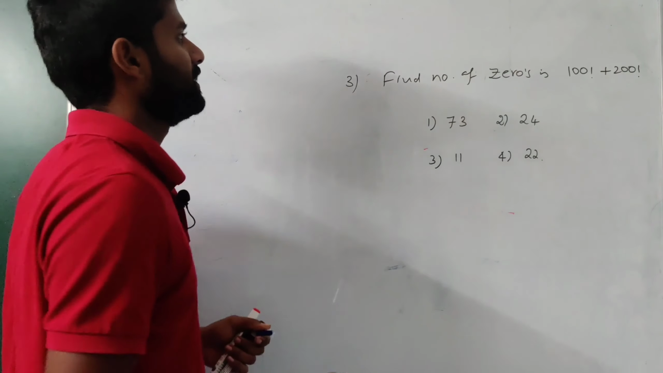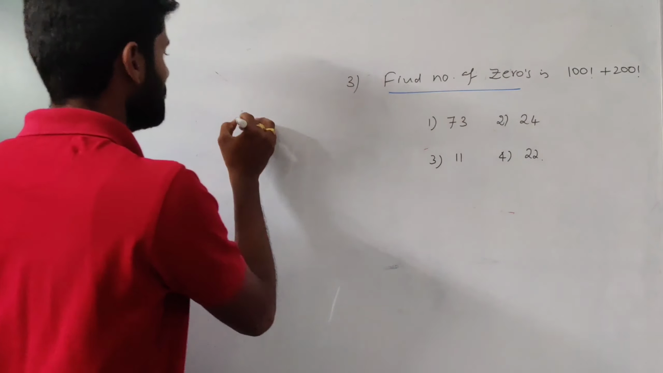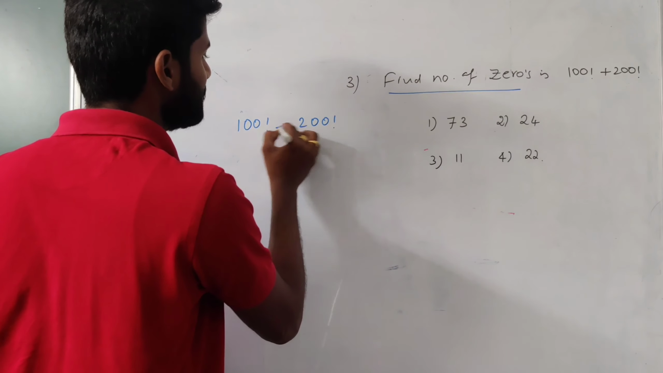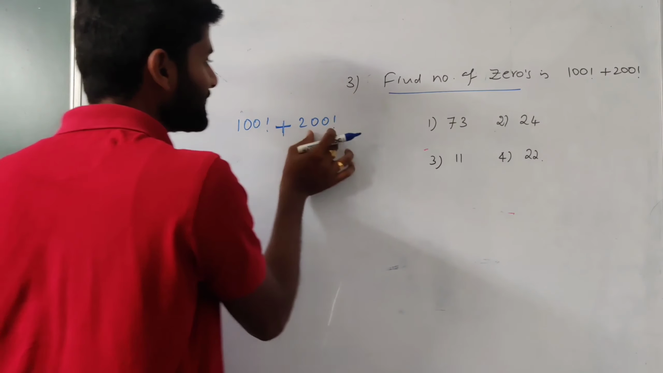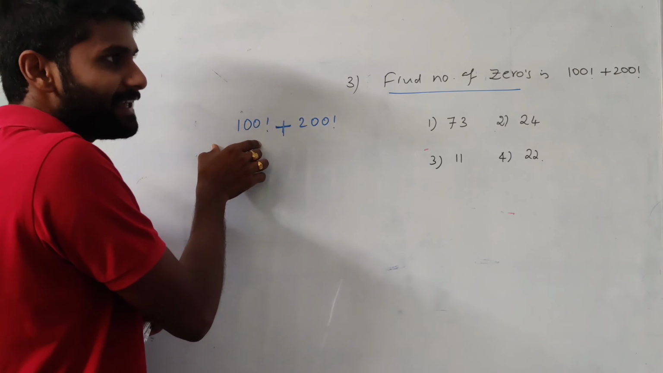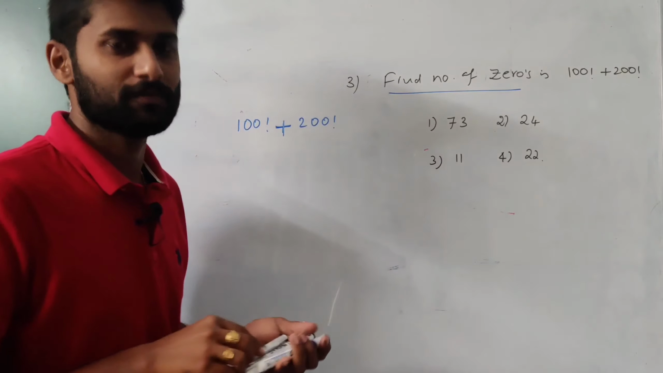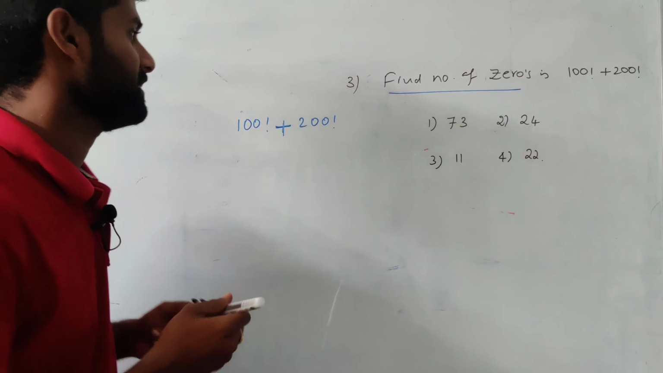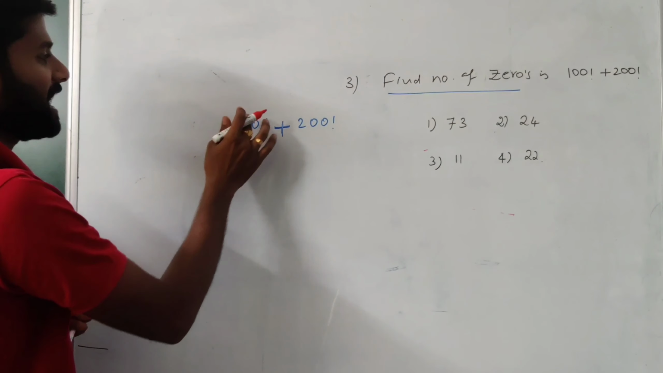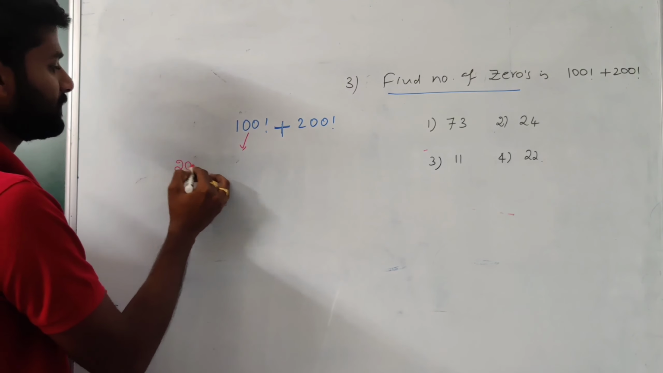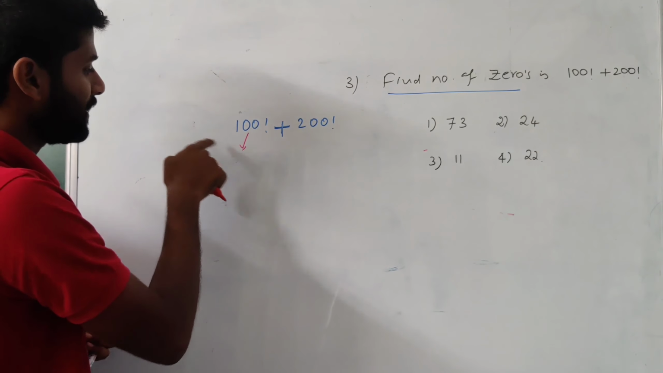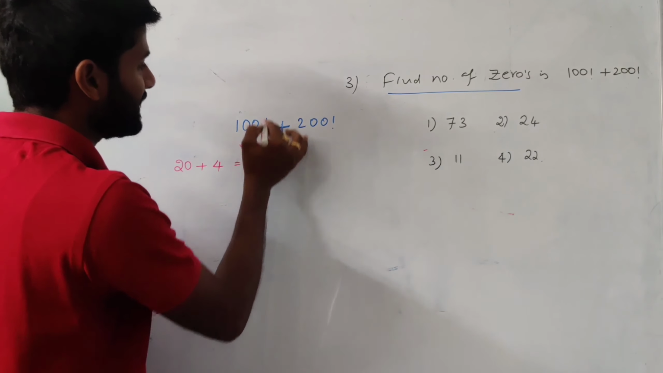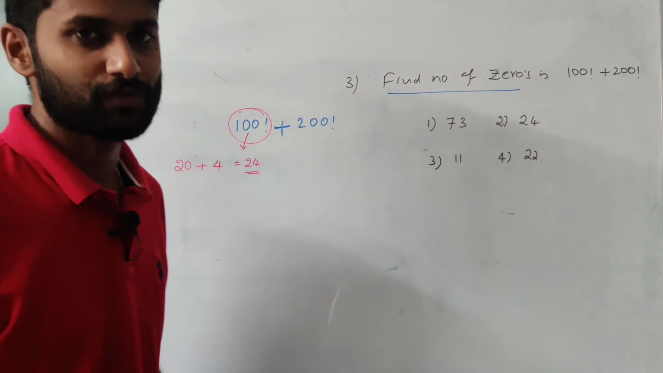Just see the next question. Find the number of zeros of 100 factorial plus 200 factorial. We need to add these resultants. We don't know the entire resultant, but we are focused on the number of zeros. The number of zeros definitely depends on 5 only. So take it as an expression here. 100 divided by 5 is 20, and again 20 divided by 5 gives 4. If you go with the entire expression, the number of zeros is 24.